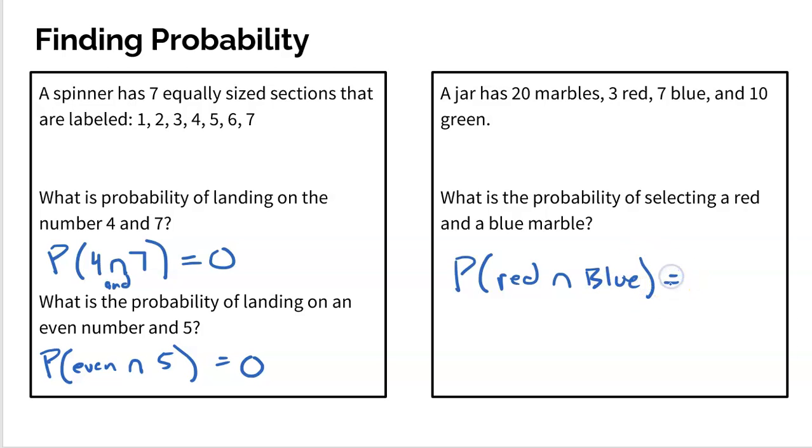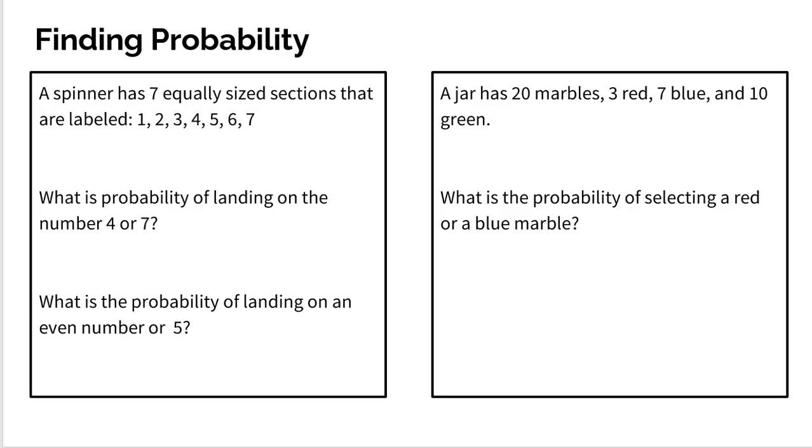Well, a marble can be red, a marble can be blue, a marble can be green. Can't be both. So probability is going to be 0. So once again, those are mutually exclusive events because one marble cannot be both red and blue at the same time. But let's now talk about the word "or." Big difference here. What is the probability of landing on the number 4 or the number 7?